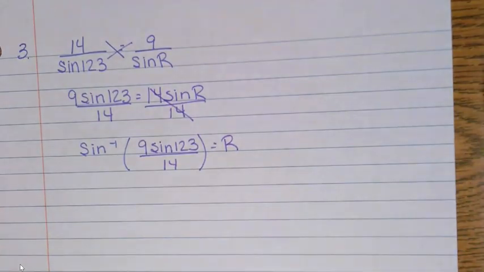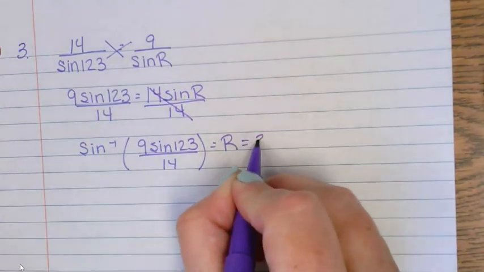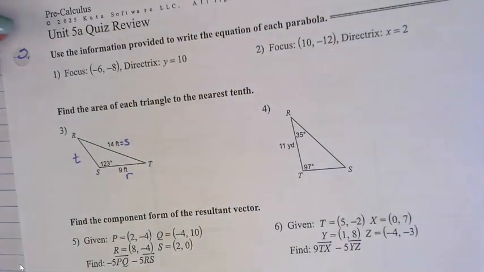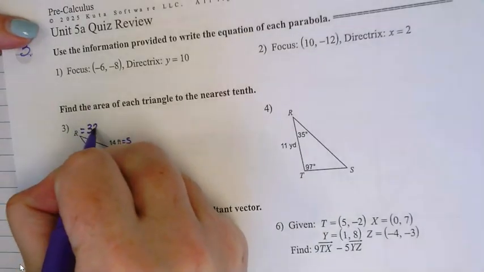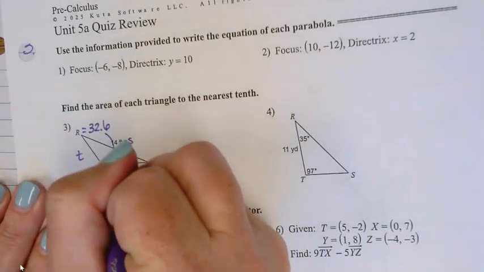Okay. So 9 sine 123 divided by 14. And I get 32.6. So big R is 32.6. And like I said earlier, I was looking at doing side, angle, side.